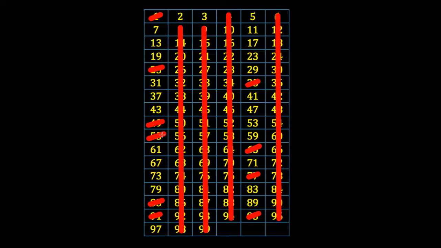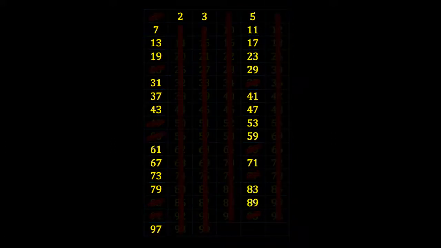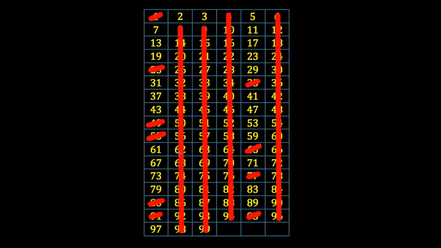Once we've eliminated those, everything that is left, 2, 3, 5, 7, 11, 13, 17, 19, 23, 29, 31, 37, 41, 43, 47, 53, 59, 61, 67, 71, 73, 79, 83, 89, and 97 are our prime numbers less than 100. Very slick and a nice quick way to find your prime numbers less than 100.